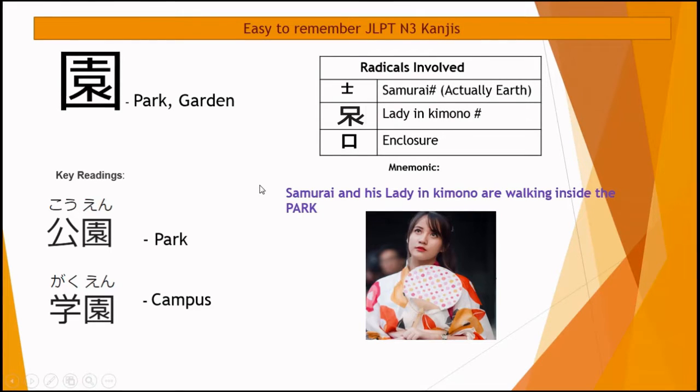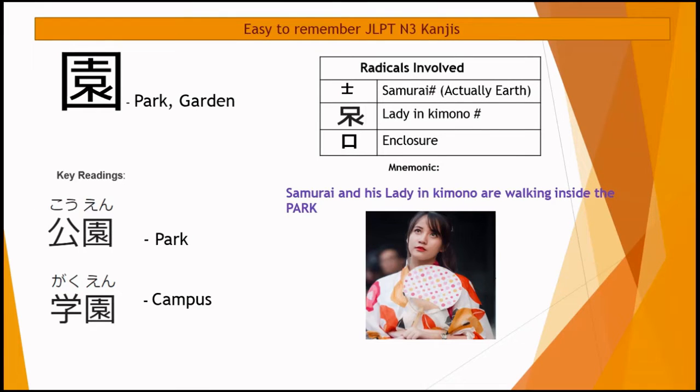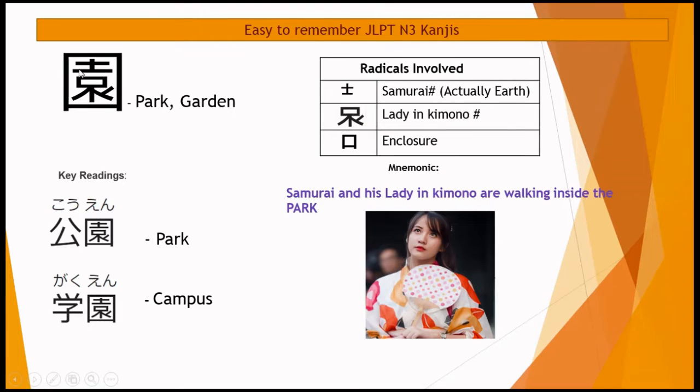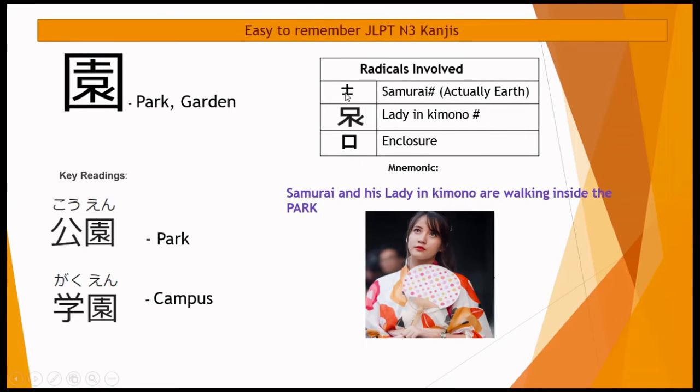The first radical that we are going to see here is the samurai radical. Actually, this kanji uses the earth radical instead. There is only a subtle difference between these two radicals. In case of earth radical, the horizontal line below is longer than the horizontal line above, and in case of samurai, it is the vice versa. The horizontal line below is smaller than the horizontal line above. Now, for ease of use, we are going to imagine the first radical to be samurai.